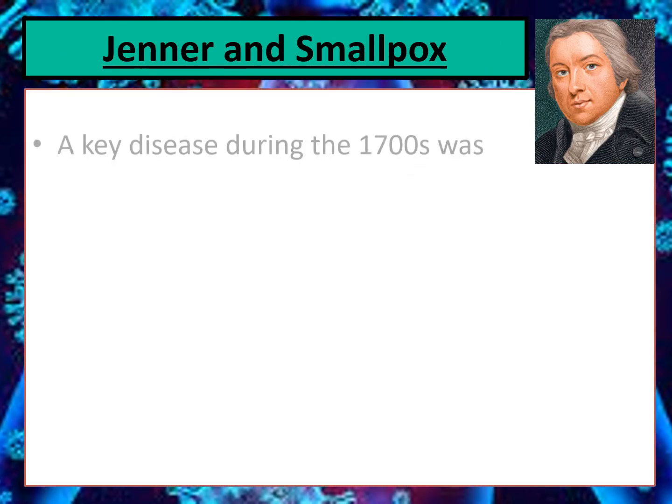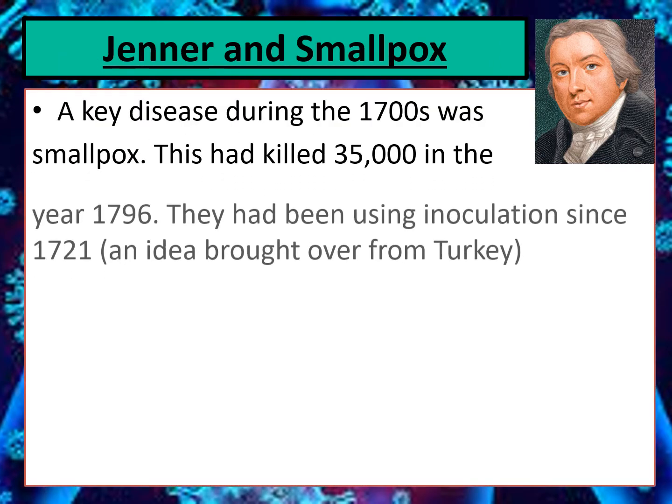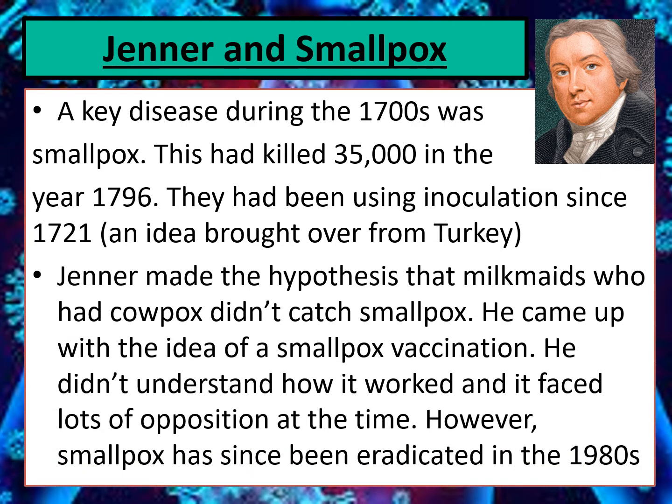The final area to know, which is right at the end of this early modern period, just before the 1800s, is about the work of Jenner. Now, Jenner was working on the disease of smallpox that was really deadly and widespread, and we can see this by the statistic that it killed 35,000 people in Britain in the year 1796. Now, they had been suffering with smallpox for a long time. It had been a disease that had had various outbreaks since the early 1700s.